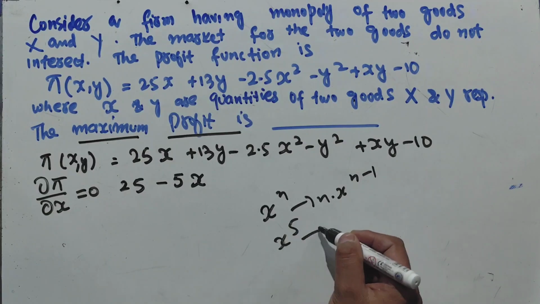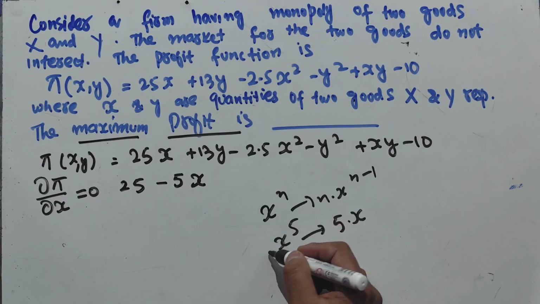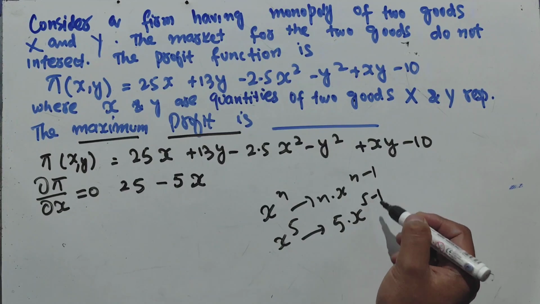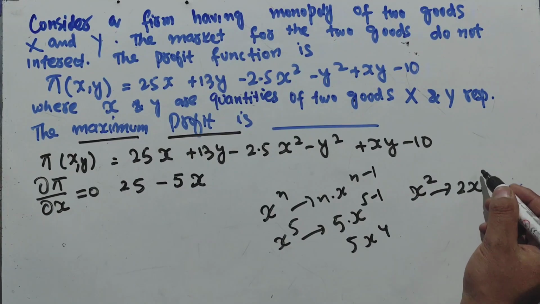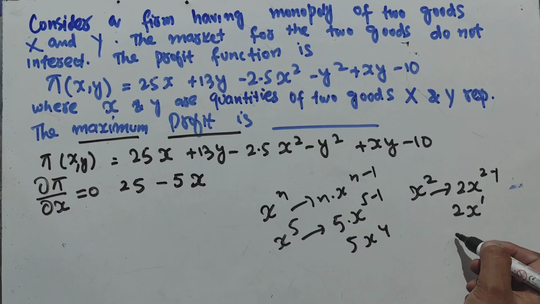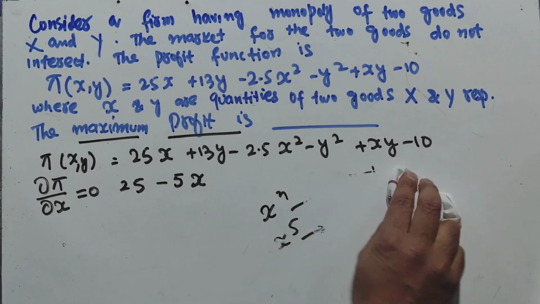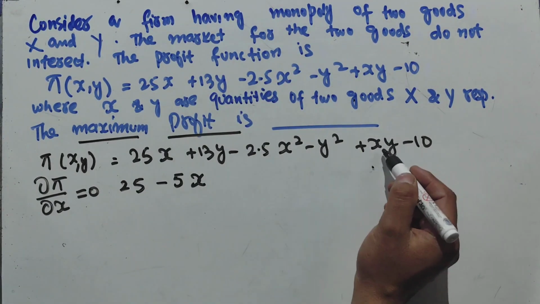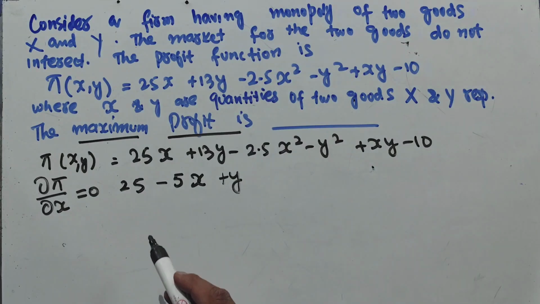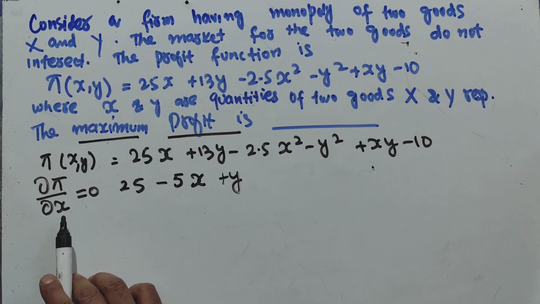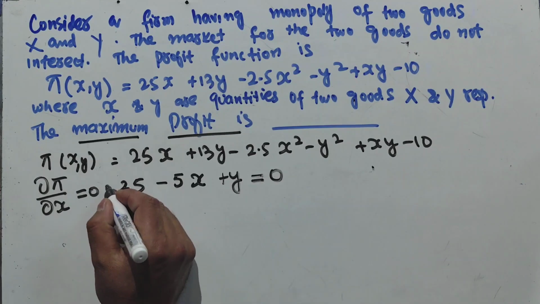If we have X raised to power 5, its derivative is 5 times X raised to power 4. The exponent becomes the coefficient and the exponent is reduced by 1, so 5 minus 1 is 4. Likewise, in case of X square, 2 becomes the coefficient and 2 is reduced by 1, so we have 2X raised to power 1, and we don't generally write the exponent as 1, we write it as 2X. Since it is 2 times 2.5, it became 5X. I don't need to give the explanation for the other terms here. The derivative of the next term is 0, the derivative of XY is Y, and the derivative of a constant is 0. So for profit maximization, the marginal profit with respect to good X should be equal to 0, and we set it equal to 0.